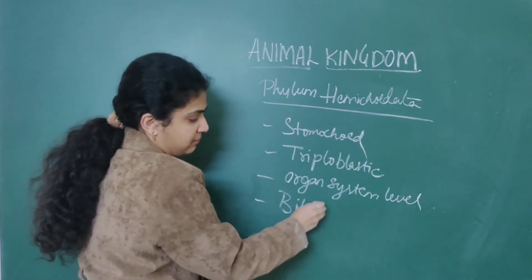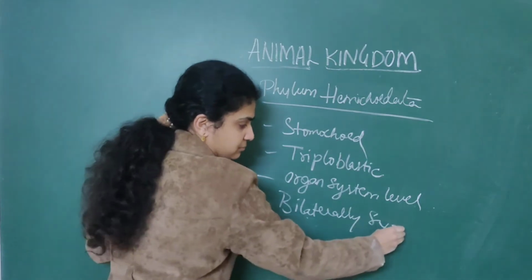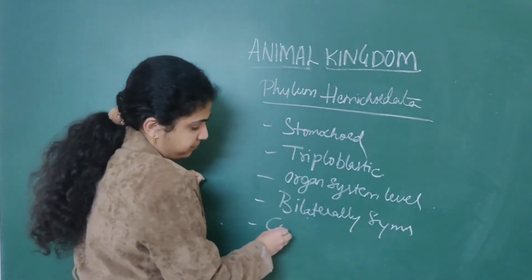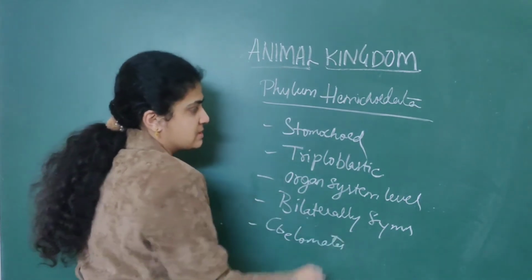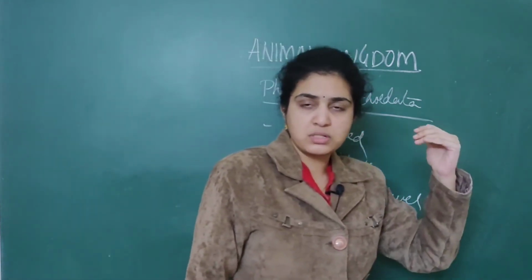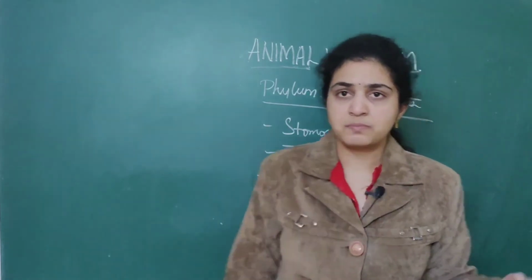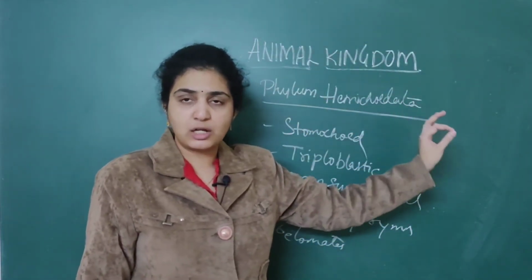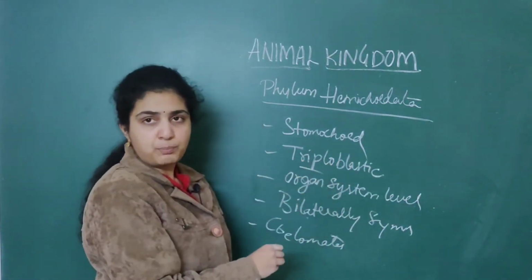Bilaterally symmetrical. Next, coelomates. Same as that of mollusks, arthropods, or annelida, everything will have the same features. Stomochord is the one separate thing that is associated with hemichordata, but the rest is all the same.